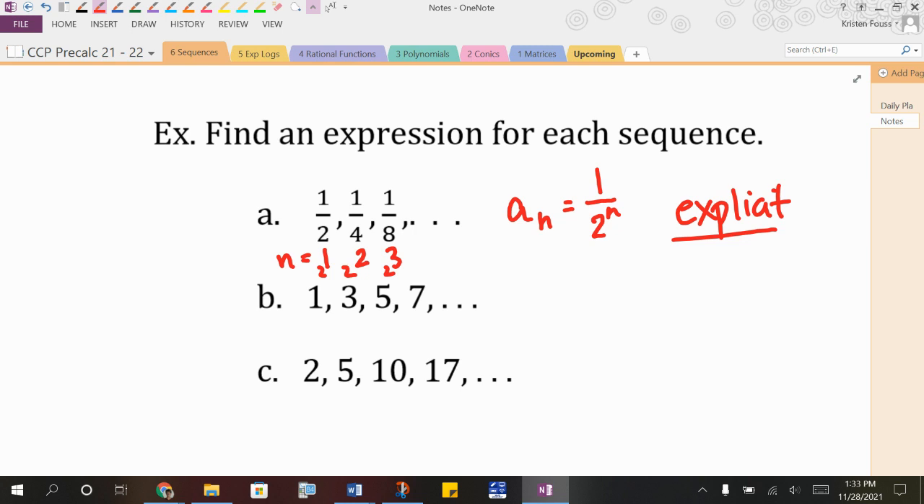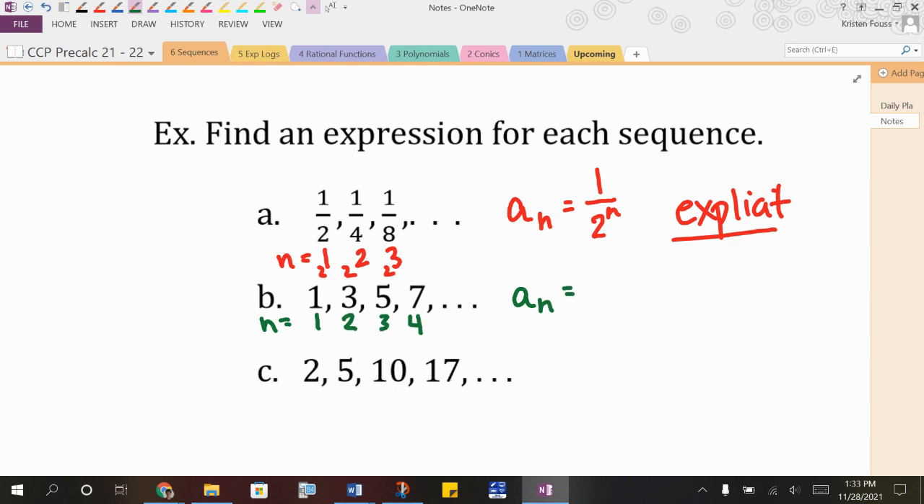Let's go ahead and look at letter B. So again, I'm going to label these. I'm going to switch colors so we can see them. So this is my n value. N equals 1, I get 1. N equals 2, I get 3. N equals 3 is 5. N equals 4 is 7. Again, we're trying to find the relationship between our value of n and the term itself to write our explicit formula.